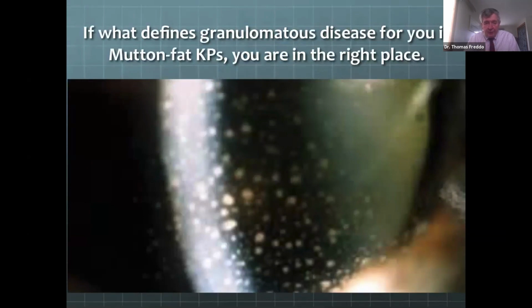Certainly as eye practitioners, one of the things that commonly clouds our thought regarding the difference between non-granulomatous and granulomatous disease is these things we call mutton fat KPs. If a lot of what you know about granulomatous disease is defined by whether or not the patient has mutton fat KPs as part of their uveitis, then you're probably in the right place today for us to discuss the topic at hand.